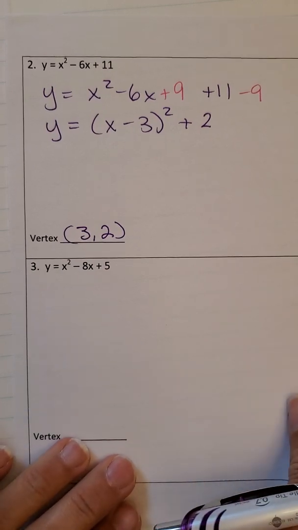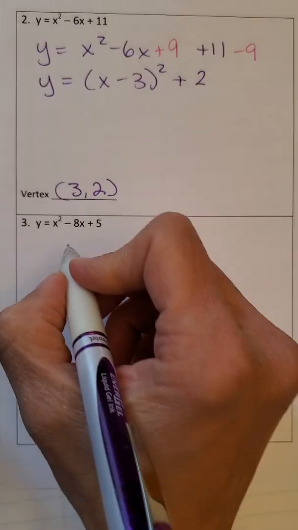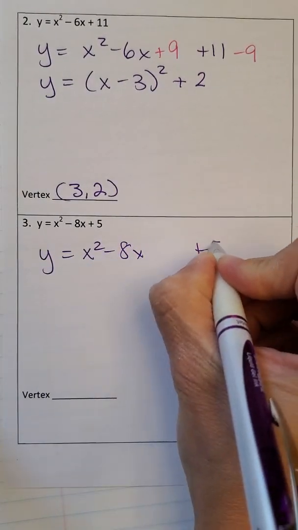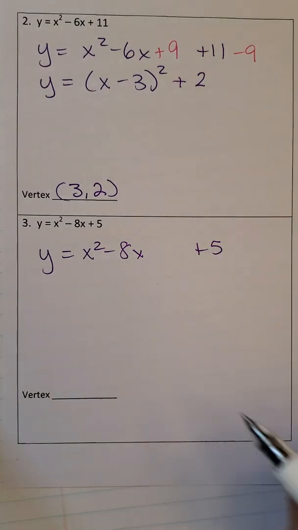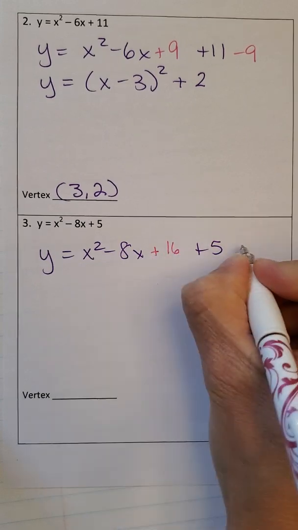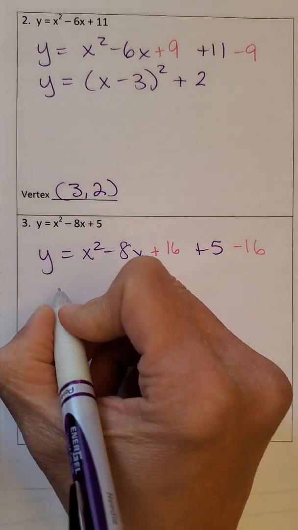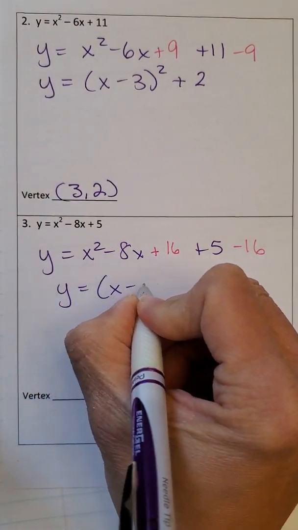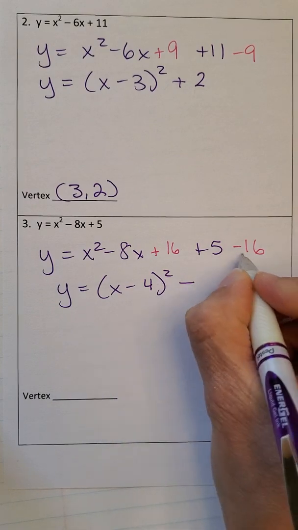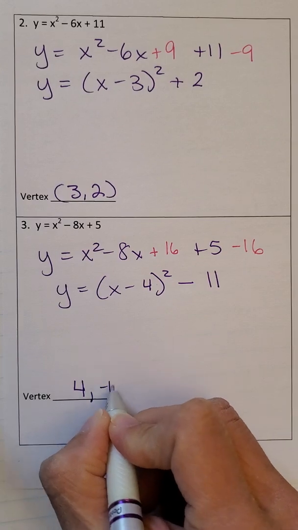Okay, last one before you're off to the races and doing that assignment. We're going to rewrite it, leaving a little space. And then we're going to take half of b, which is 4, and square it, add it, and subtract it. And we're going to factor, which is half of that, right? And a minus, which looks like 11. So what's our vertex? (4, negative 11).